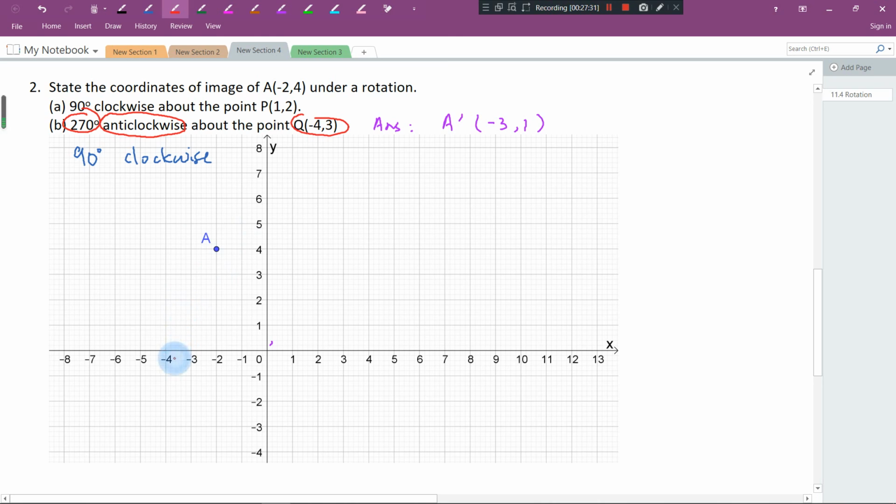The center is (-4, 3). (-4, 3) is over here. So this is Q. Now I'm going to rotate this point 90 degrees clockwise. Okay, (2, 1). 90 degrees clockwise will go over here. So (2, 1). The image will be over here, which is (-3, 1). Exactly the same answer. So if you understand this concept, you don't have to do 270 degrees anti-clockwise, because the more you turn, the easier it is to make a mistake. So you can actually do 90 degrees clockwise.